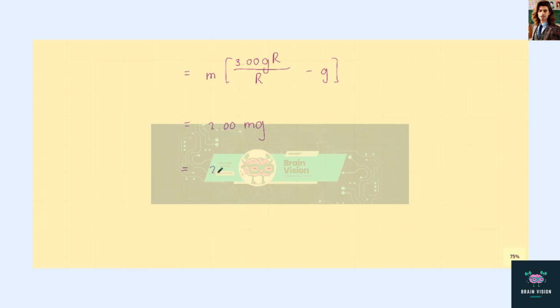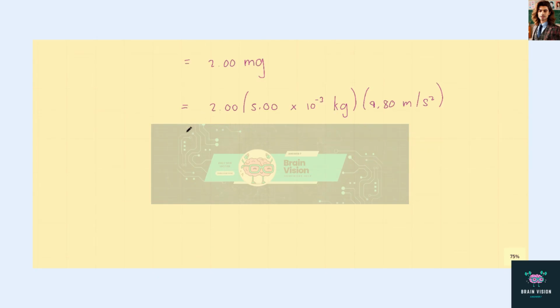So this is 2 times the mass of the bead, which is 5 grams, or 5 times 10 to the minus 3 kg, times the acceleration due to gravity, 9.8 meters per second squared. So calculating, we get a value for the normal force on the bead at point A to be 0.098 newtons, and that's vertically downward.